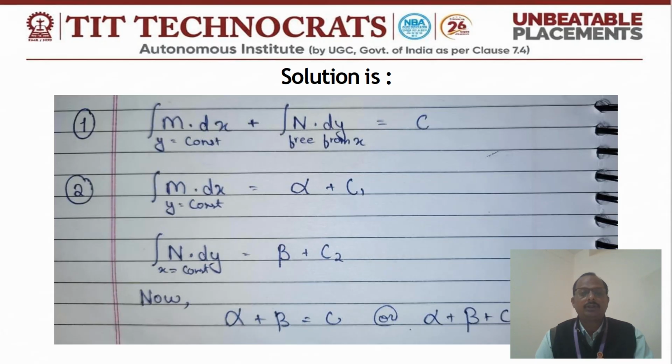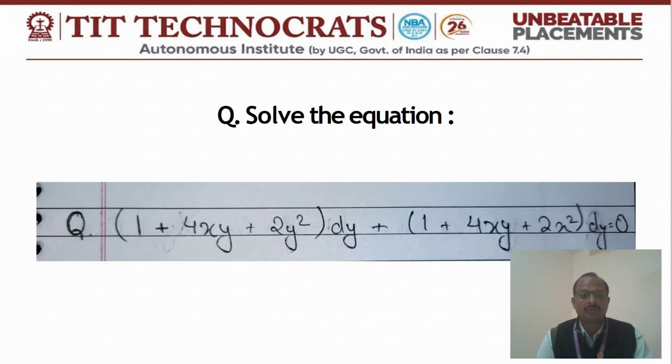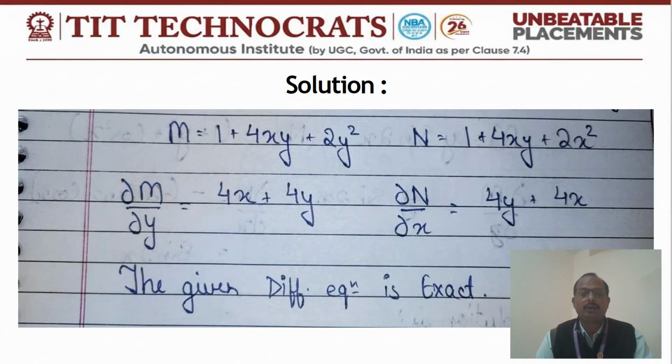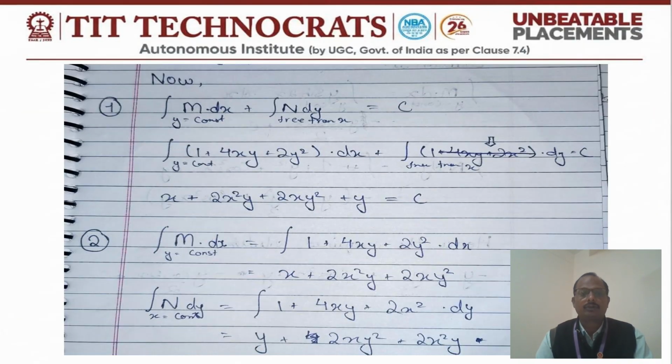Here you can see the formula to find the solution: integration of m dx, keeping y constant, plus integration of n dy for terms free from x, equal to c. By putting the values here, we can get the answer. Here is an example: 1 plus 4xy plus 2y square dx plus 1 plus 4xy plus 2x square dy. First of all, we have to find m and n separately, and then find del m by del y and del n by del x. We can see here that the equation is exact. So in this case, we have to put the values in the formula.